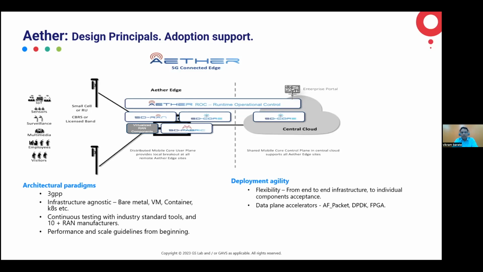Another guideline that we had was that the infrastructure we are going to build has to be agnostic of the underlying infrastructure, whether it is based on bare metal, VM, container, or Kubernetes, and whether it is going to run on hybrid cloud or any of the public clouds. Whatever we develop has to be infrastructure agnostic.